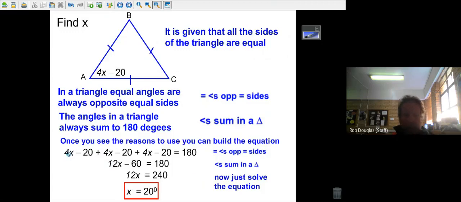Now I just do the algebra. 4x and 4x and 4x make 12x. Minus 20 minus 20 minus 20 is minus 60. Now I want to solve this equation. I want to get the 12x by itself. I add 60 to both sides. I get 12x equals 240. Now, x is getting multiplied by 12, so I have to divide both sides by 12, by the number in front of x. 12x divided by 12 is x. 240 divided by 12 is 20. So x must be 20 degrees.